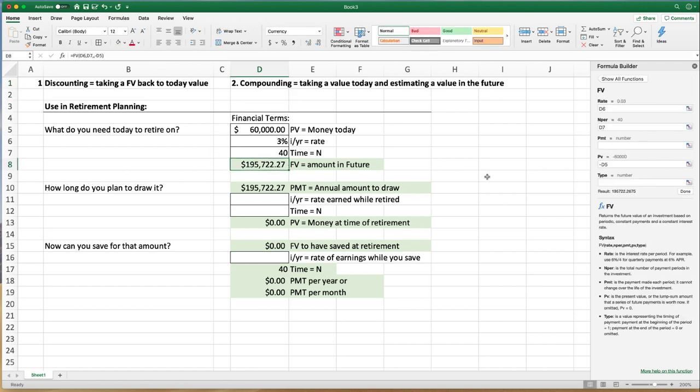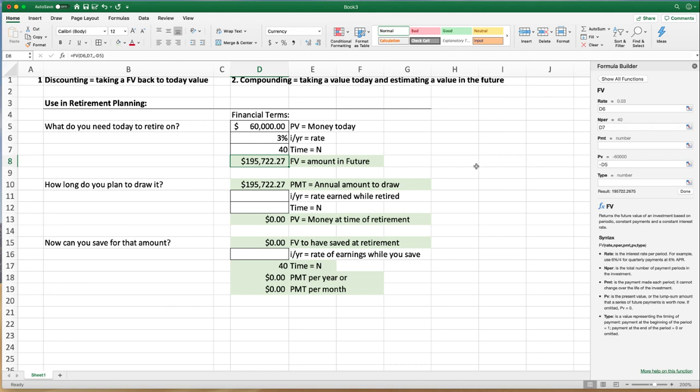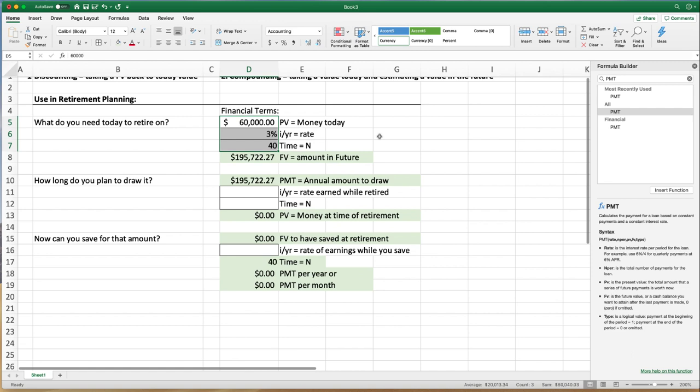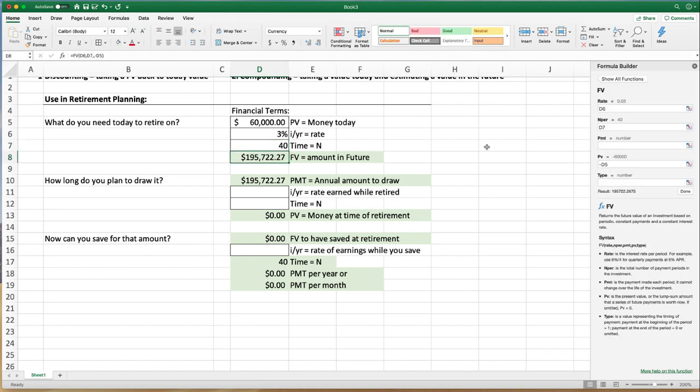What does this mean? This means that if you think you need $60,000 a year to retire today, by the time you go out 40 years, you're going to need $195,000 to live just like these variables allow you to live today. So if you say you need $5,000 a month, that's $60,000 a year today, when by the time you retire in 40 years, you'll be drawing $195,000 and living the same way you live today on 60.